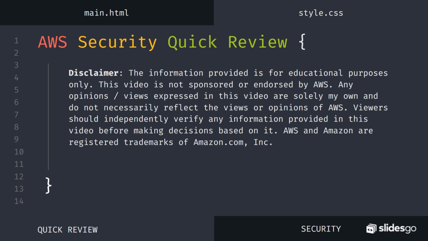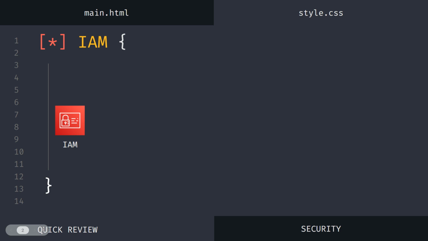Today we're going to go over AWS Security Quick Review. Just a disclaimer, I am not endorsed by AWS, and a shout out to SlidesGo for making this great presentation slide. Now, I'm going to continue, and let's start off with IAM.